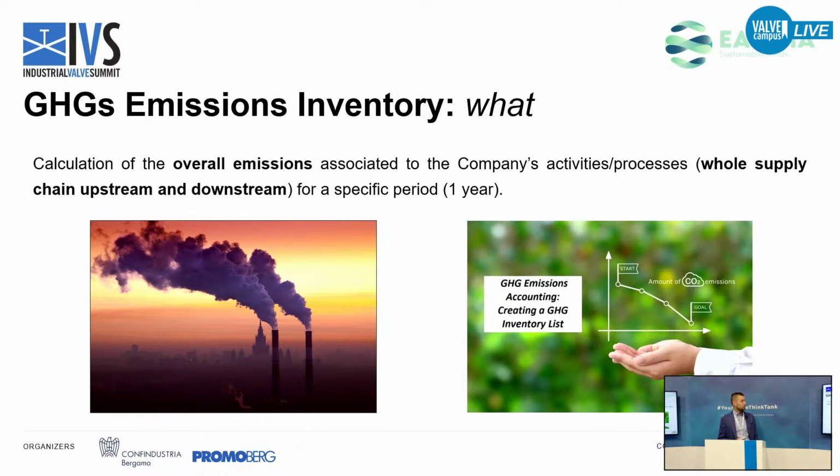When we talk about greenhouse gases emissions inventory, we mean calculation of the overall emissions associated with the company's activities and processes, considering the whole supply chain, so not only the physical boundaries of the company itself, but also all the upstream and downstream processes in the value chain of the company, and generally speaking for a specific year, that is 1 year.